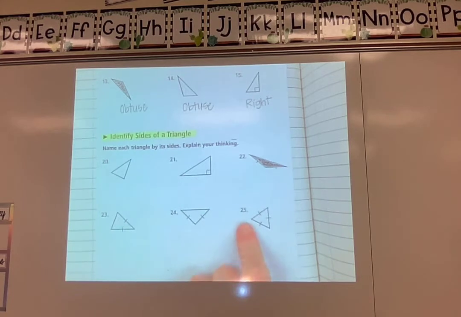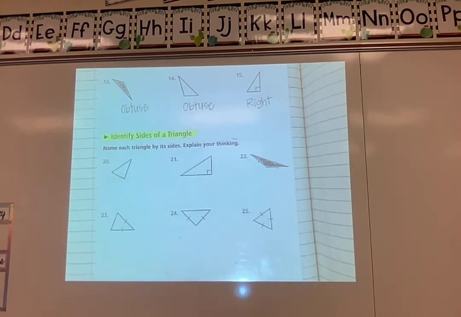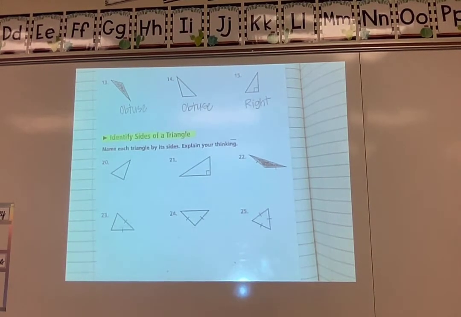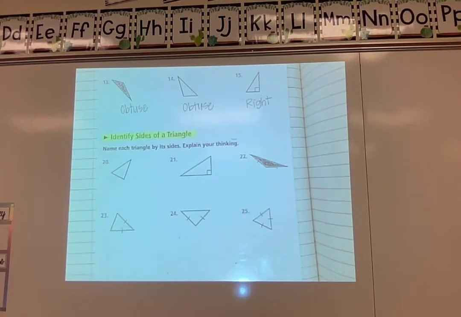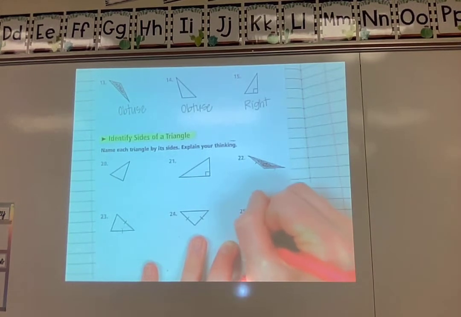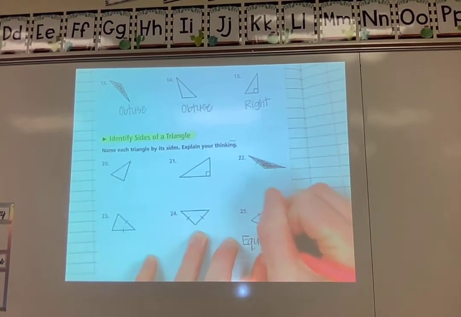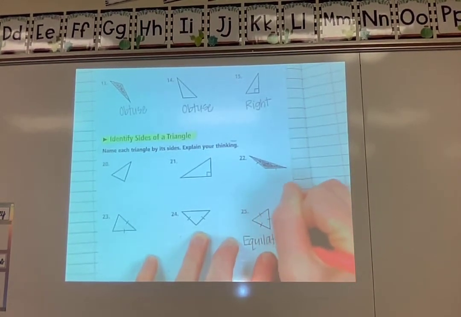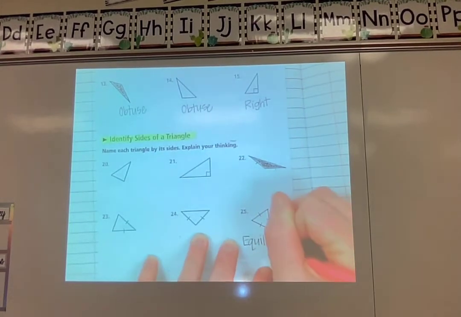So let's start down here on number 25. I noticed that all 3 sides have that tick mark. So that tells me this side is the same as this side and is the same as this side. They're all 3 the same. So if all 3 sides are the same, that means it is called an equilateral. Equilateral means all 3 sides are the same.